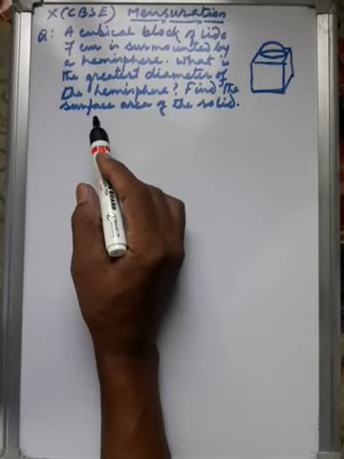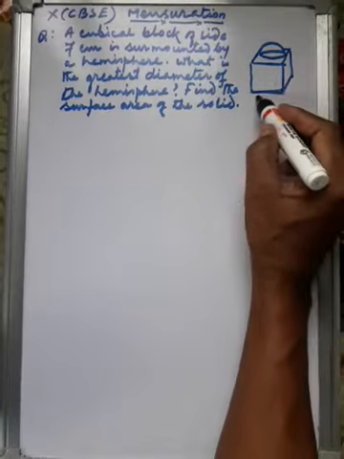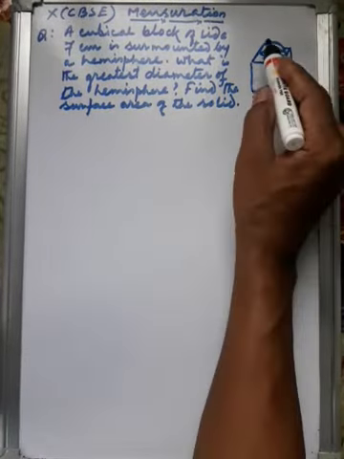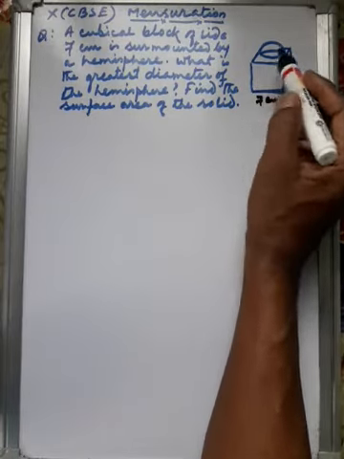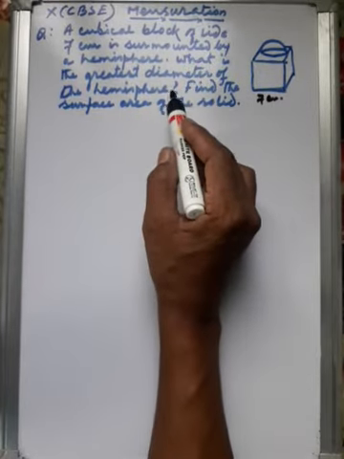Students, let us solve another question of mensuration, standard 10 CBSE, volume and surface area. Here is the question. A cubical block of side 7 centimeter is surmounted by a hemisphere. The hemisphere is placed over the cubical block. What is the greatest diameter of the hemisphere?